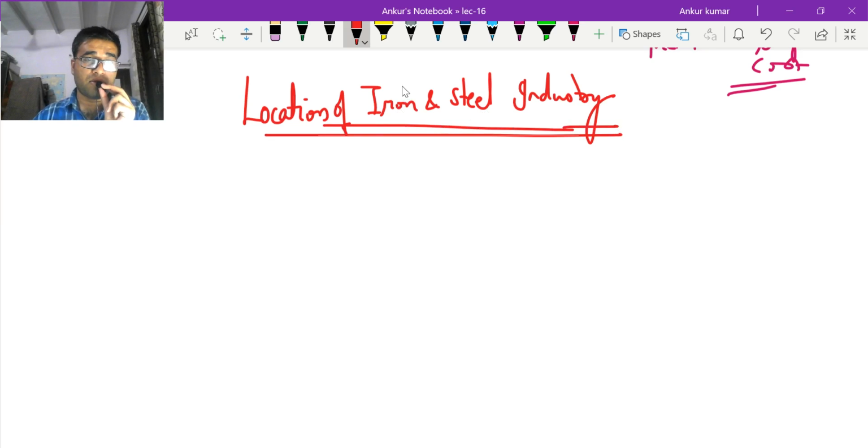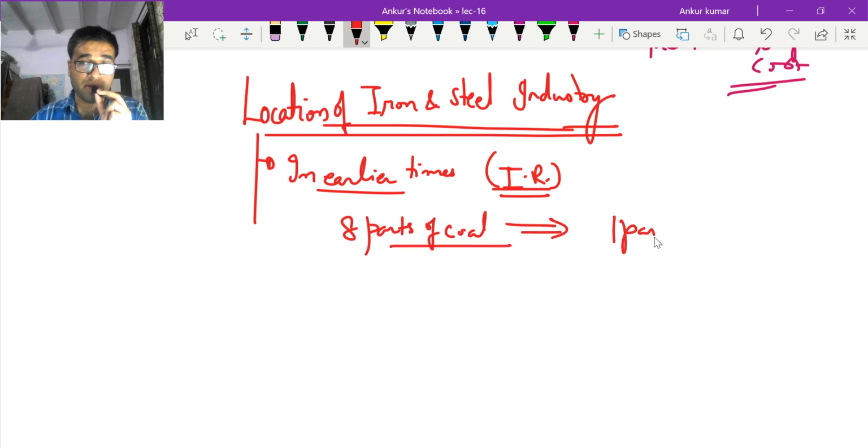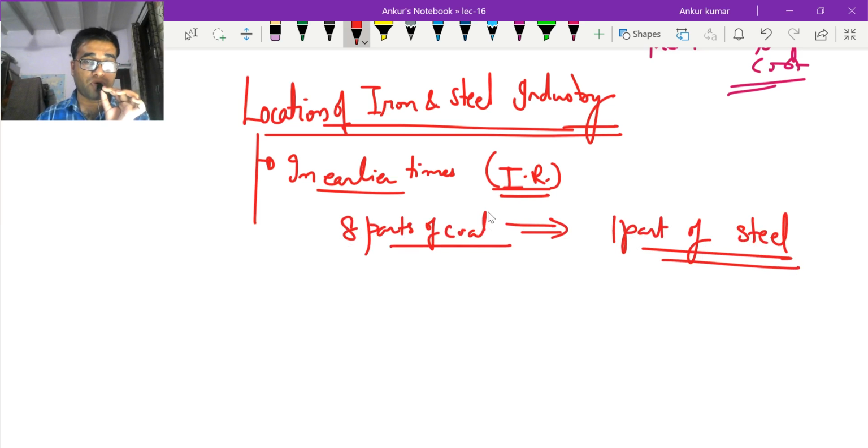Now, as we said, the location of iron and steel industry has changed through time. How has it changed? In earlier times, more particularly during the Industrial Revolution, 8 parts of coal were required to produce one part of steel. That means you need a large amount of coal.